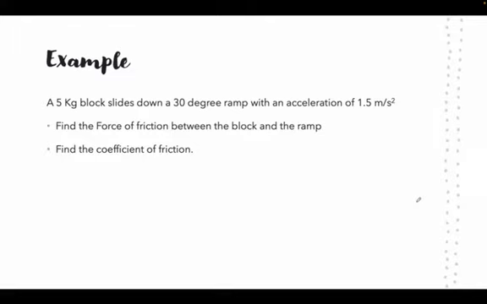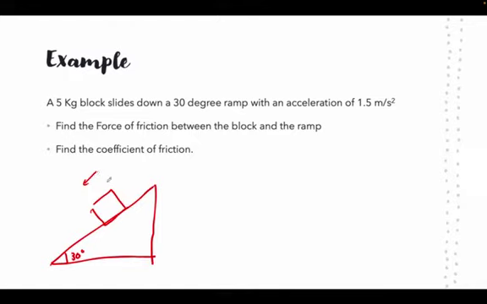All right, welcome back. So here we have our inclined plane. We have our 5 kilogram block right here. This is 30 degrees. The block is sliding down the ramp, so it is moving in this direction with an acceleration of 1.5 meters per second squared.